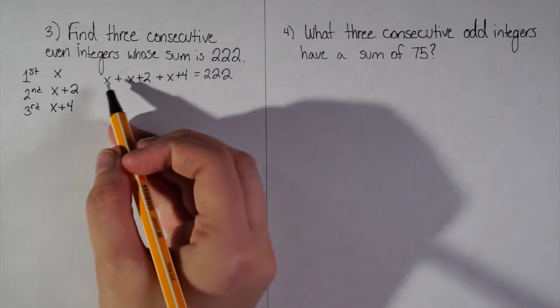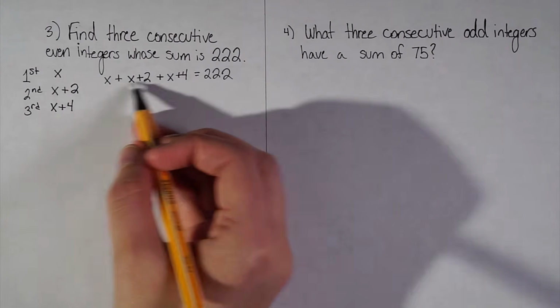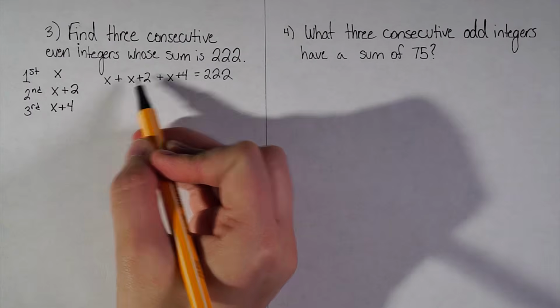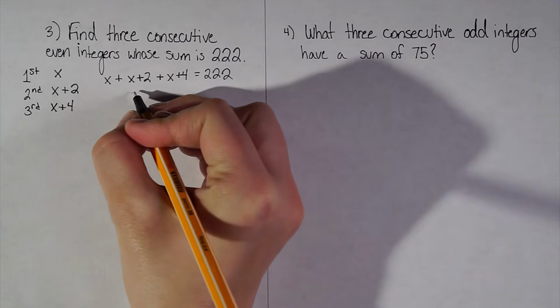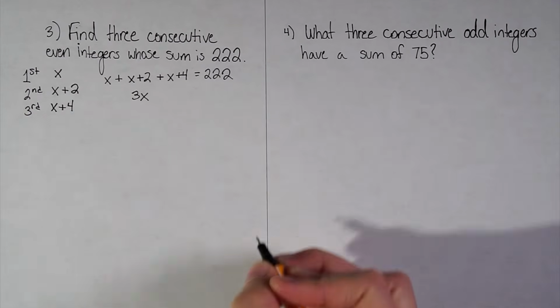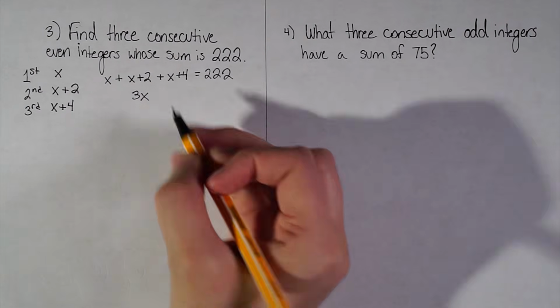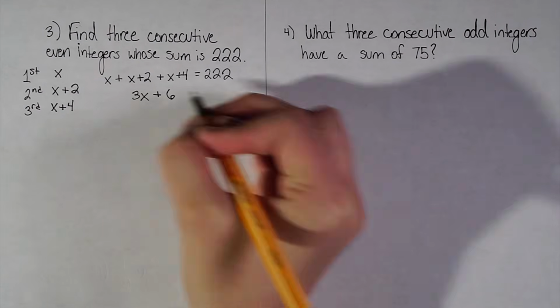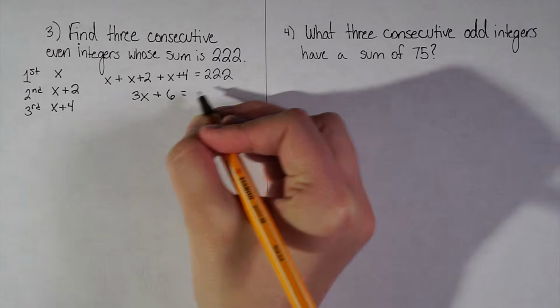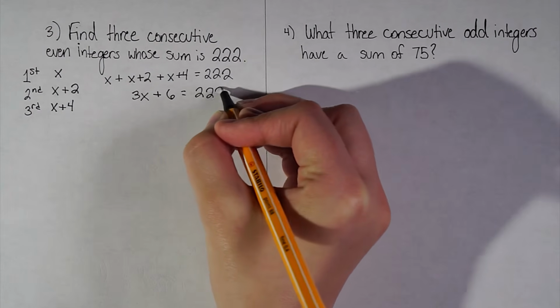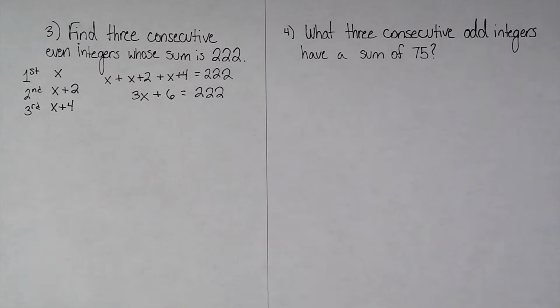So let me go ahead and combine my like terms. I've got a couple over here. So I've got x plus x plus x, that would be 3x. And then I've got 2 plus 4, which would give me 6. Bring down my equals 222.